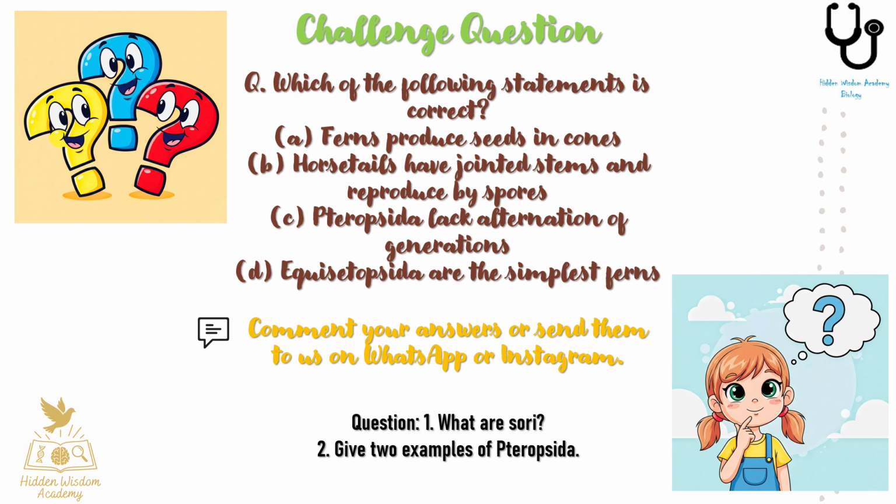Here's your another challenge question for today. Which of the following statements is correct? Is it option A? Ferns produce seeds in cones. Is it option B? Horsetails have jointed stems and reproduce by spores. Is it option C? Pteropsida lack alternation of generations. Or is it option D? Equisetopsida are the simplest ferns.